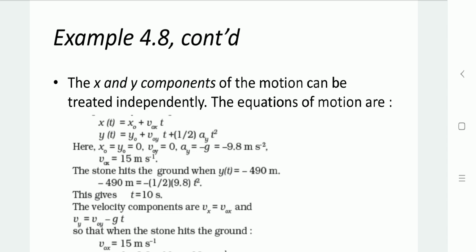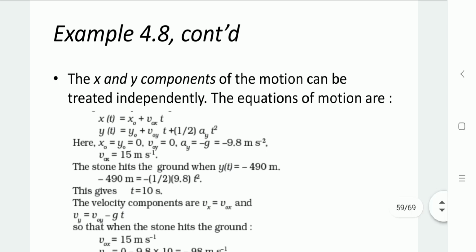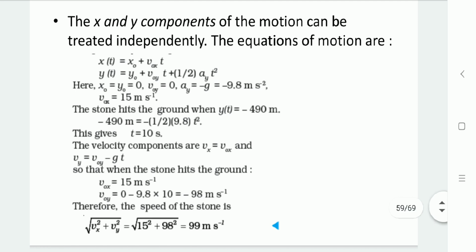Now, the velocity component in the horizontal direction is the same, so vx equals v0x, and vy equals v0y minus gt. v0x is given, v0y is 0, g is 9.8 meter per second square, and t is now calculated as 10 seconds. By substituting those values, we get minus 98 meter per second.